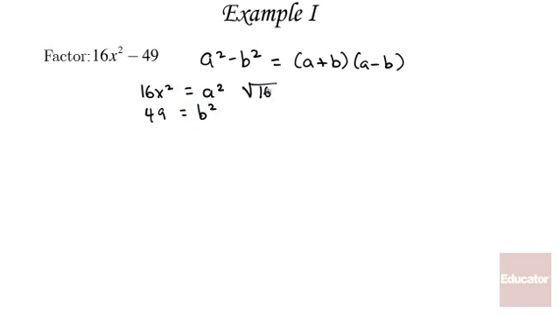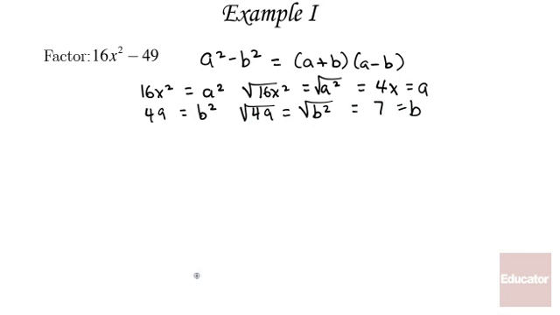If I take the square root of both sides, I can get a. So that would be 4x equals a. For b squared, take the square root of both sides, I have b equals 7. So once I've found a and b, it's just a matter of using this format that I already know.